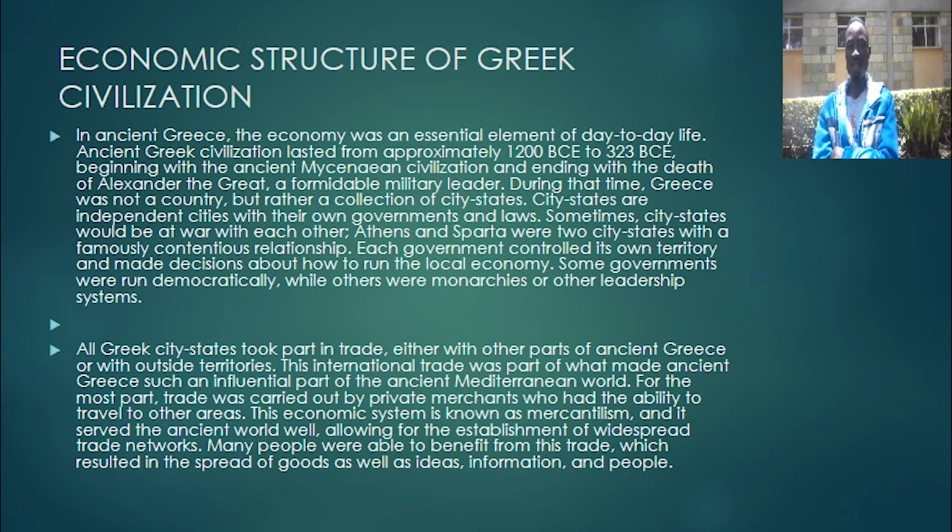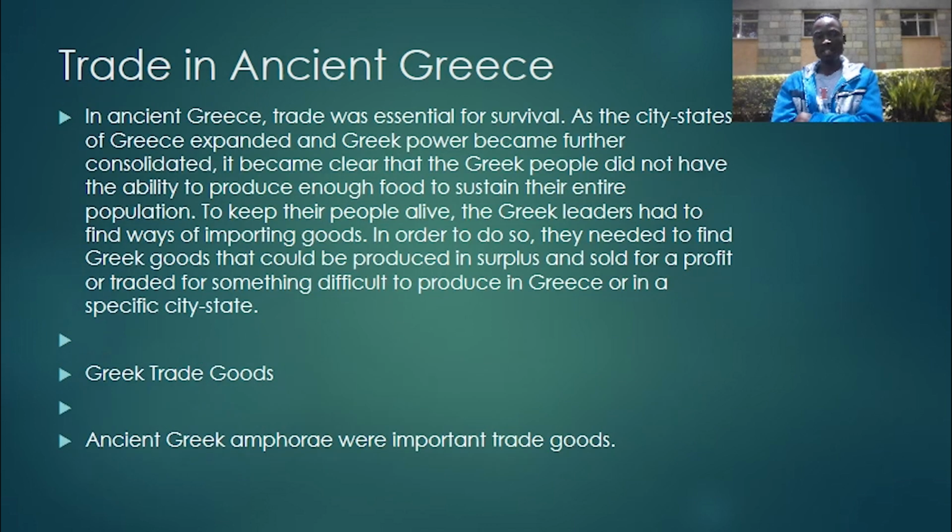Each government controlled its own territory and made decisions about how to run the local economy. And some governments were run democratically, while others were monarchies or other leadership systems. Now, all Greek city-states took part in trade with other parts of ancient Greece or with outside territories. This international trade was part of what made ancient Greece such an influential part of the ancient Mediterranean world.